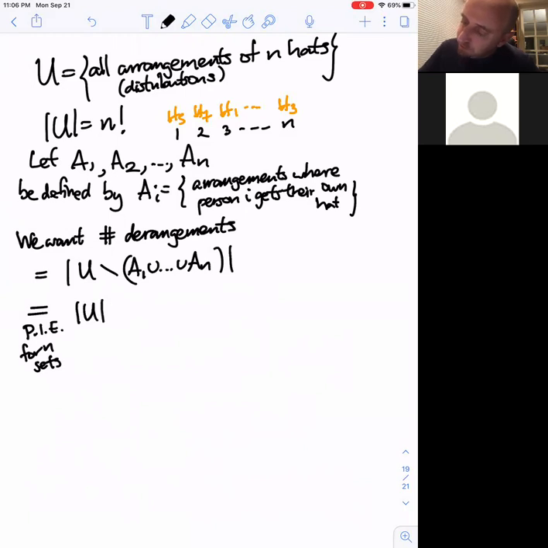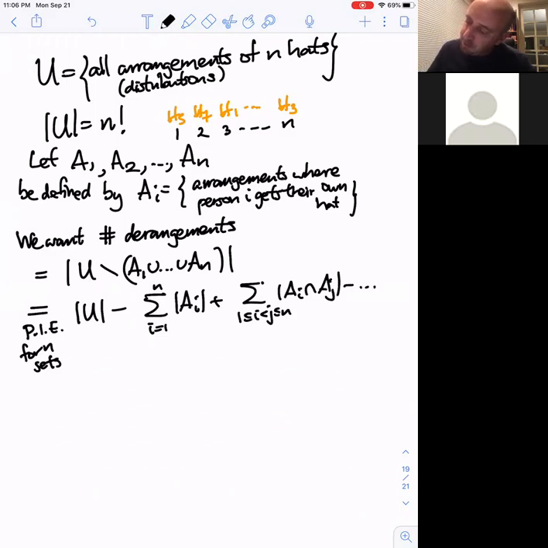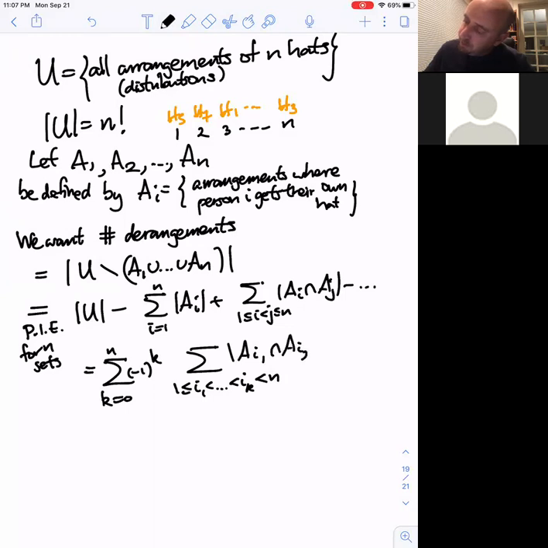It says we should be counting U minus the sum of the A_i's. I'll write it in this form, plus the sum of the pair intersections, and so on. Let me for the moment write it like that, and then let's use the compact form: the sum as k goes from 0 to n, the sign is (-1)^k, and then we count over all of these k-fold intersections the cardinality of the intersection of those k of the sets. If we can get at these numbers, we're good. We'll just plug it into this formula and hope things don't look bad in the end. This is a problem where they don't. So we work on it.